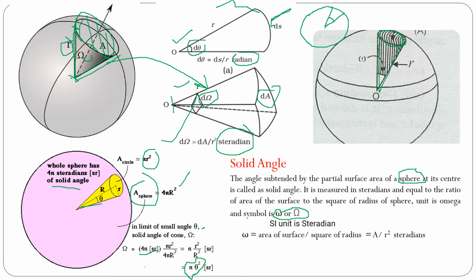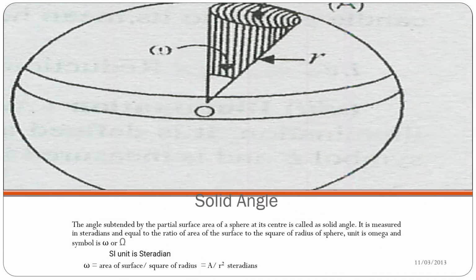This. So particularly omega is A by R square. So the angle subtended by the partial surface area of a sphere at its center is called the solid angle.